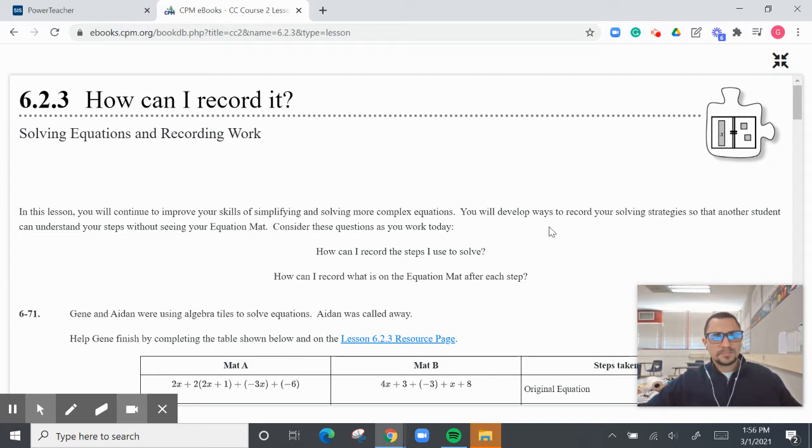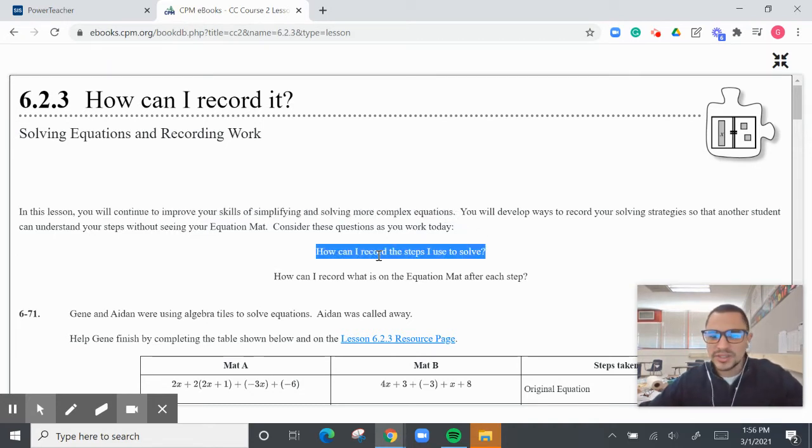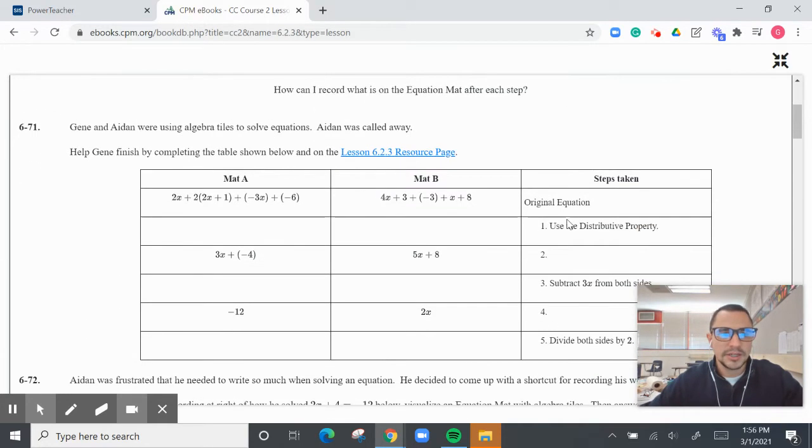So as it says, you will continue to improve your skills of simplifying and solving more complex equations. And we want to make sure we answer these questions today. How can I record the steps I use to solve? And then also, how can I record what is on the equation mat after each step? So let's go ahead and get started here.